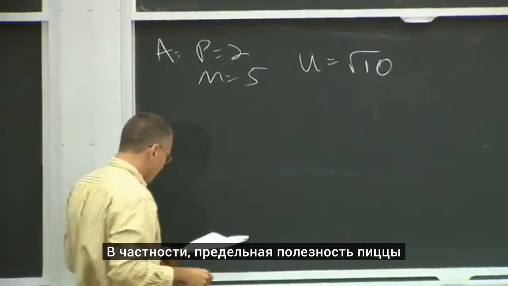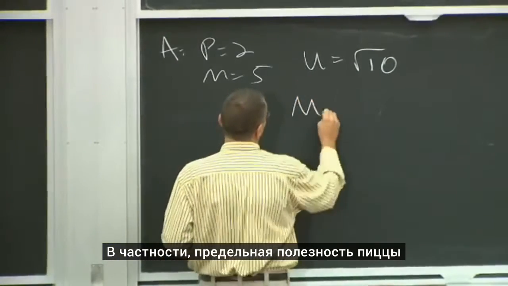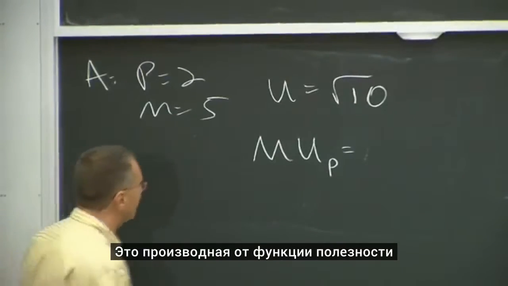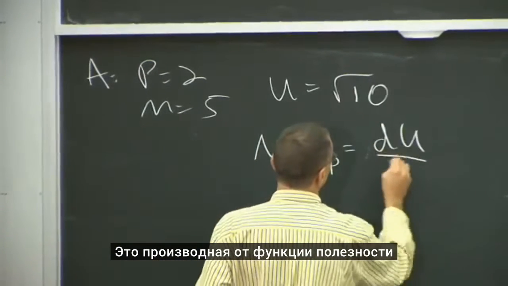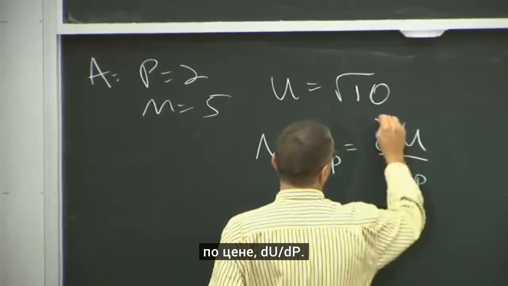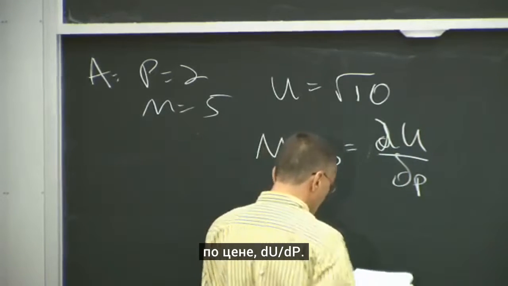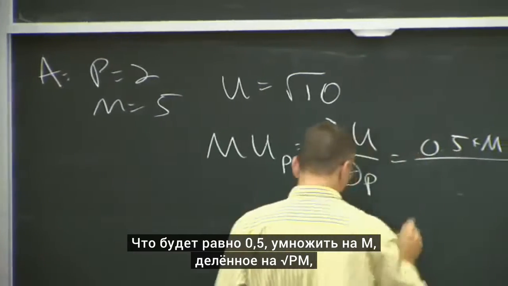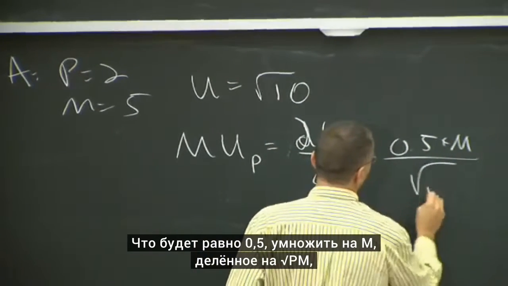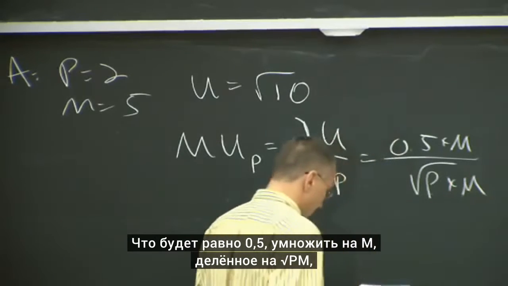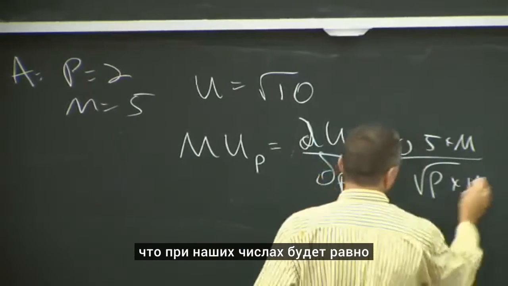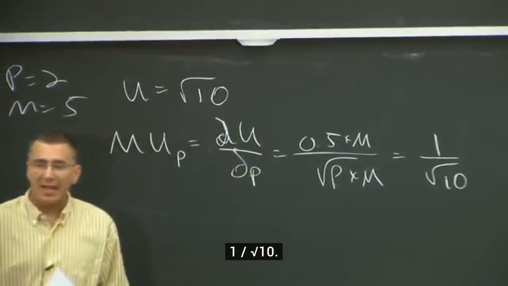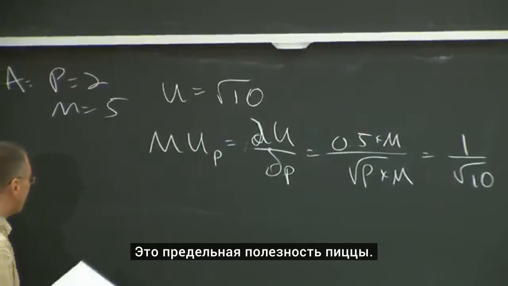Now, in particular, what's the marginal utility for pizzas at that point? Well, we can differentiate. That's the derivative of the utility function with respect to pizzas, du dp, which is going to be 0.5 times movies over the square root of p times m, which at these values is going to be 1 over the square root of 10. That's your marginal utility of pizzas.